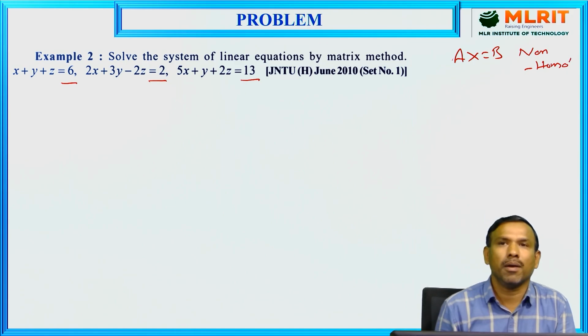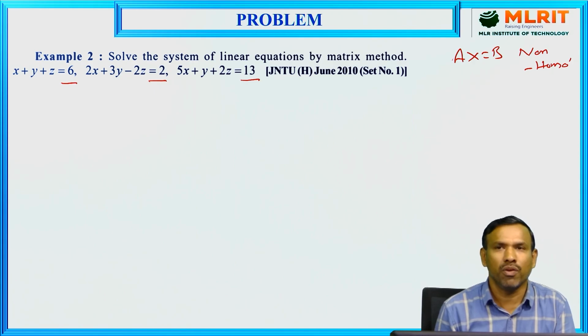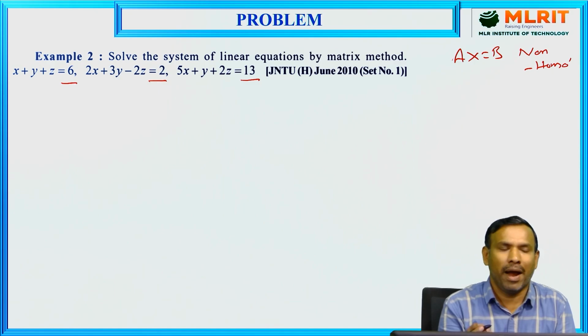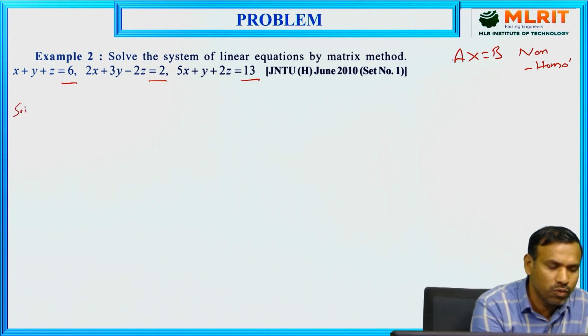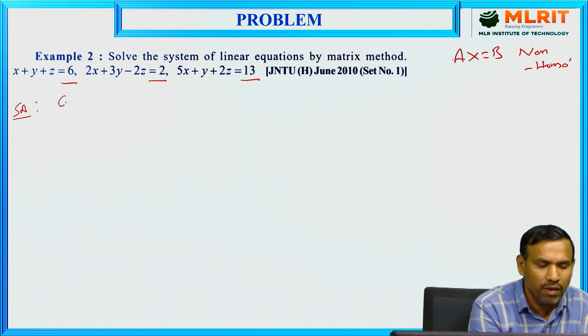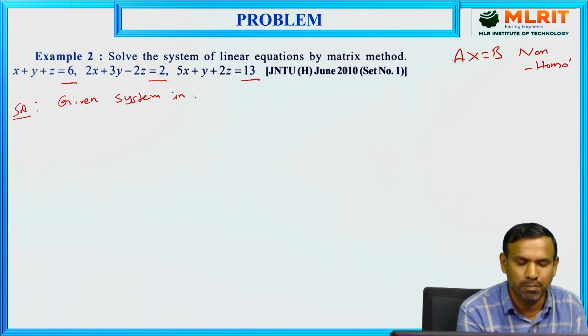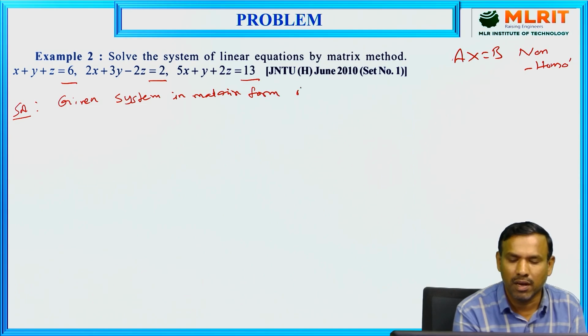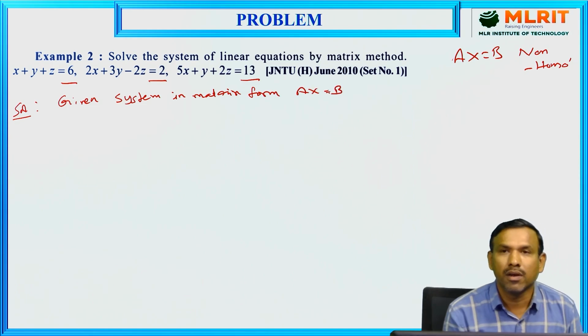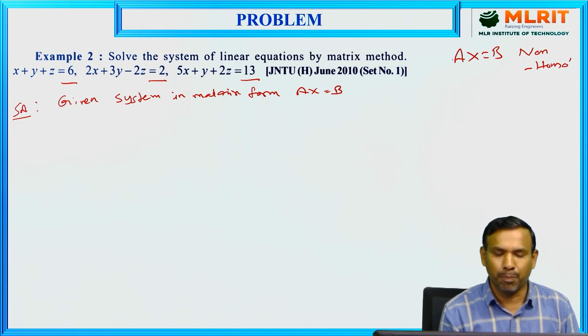Non-homogeneous. Then how the solution exists depends on the rank of A and the rank of the augmented matrix [A|B]. Both we will find. First of all, to find the rank, we should convert the given system to matrix form. Let us start the solution. The given system in matrix form: since it is non-homogeneous, it is always Ax = B.